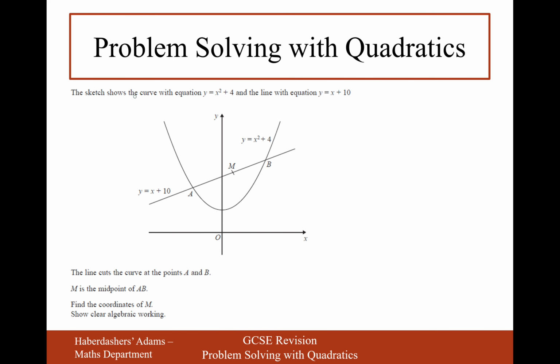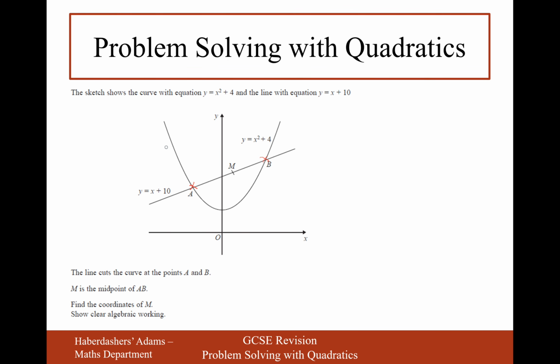Okay, so the sketch shows the curve of y equals x squared plus 4 and the line y equals x plus 10. The line cuts the curve at the points A and B. Find the coordinates of M. Okay, so M is the midpoint. So I need to work out these two coordinates here, and then I can work out the midpoint afterwards.